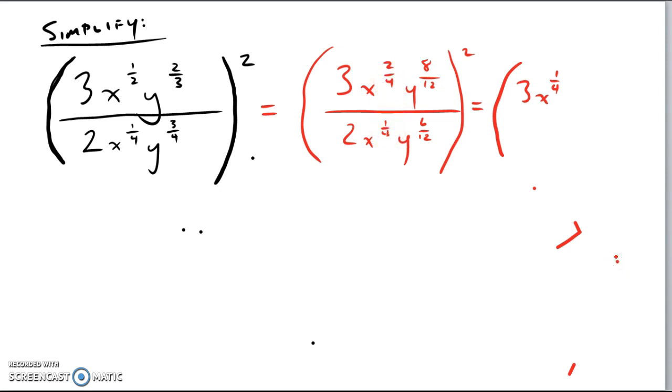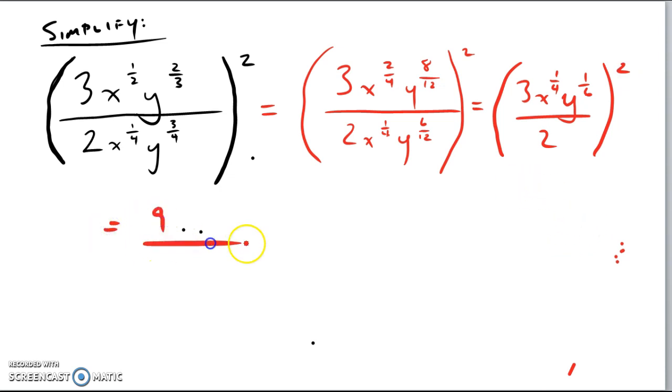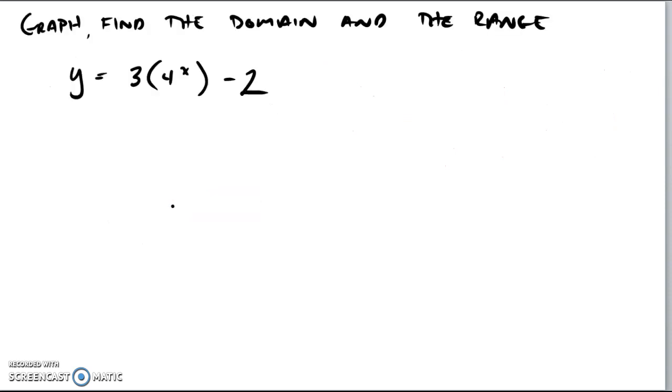And then y to the 8/12 minus 6/12 is 2/12. Reduce that, and that's 1/6. And the 2 remains, and then we're going to raise all that to the 2 power by using the power rule. We wind up with 9/4, and then x to the 1/2, y to the 1/3. For this question, we have to graph it, find the domain and the range.